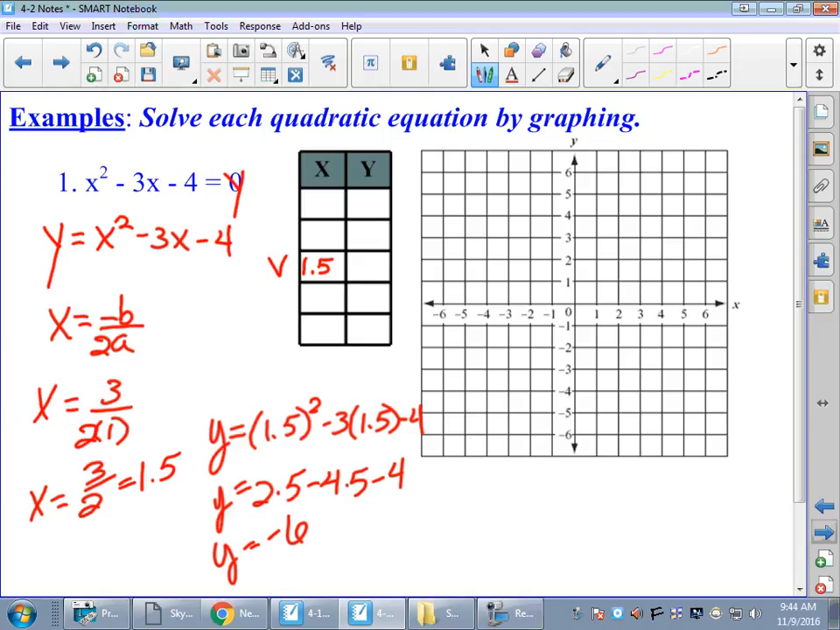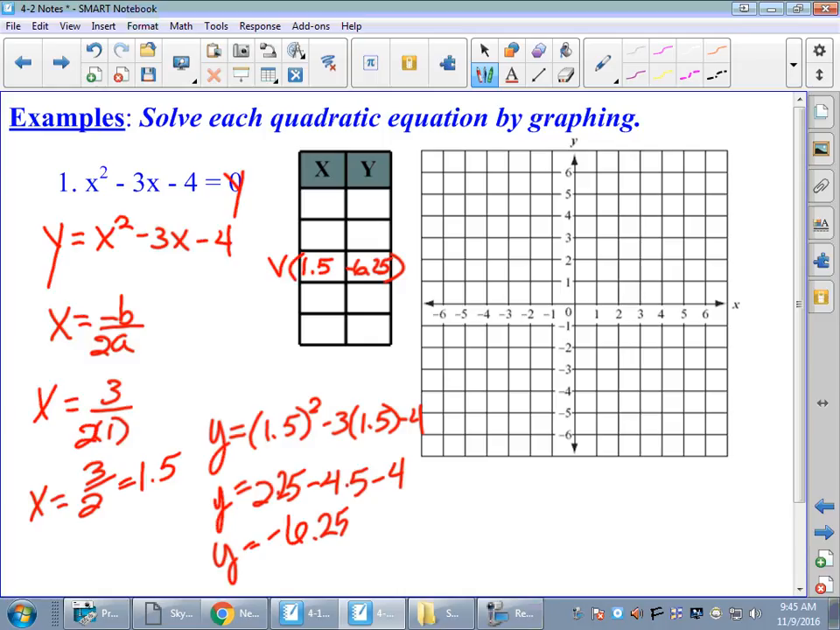And so, did I do that right? I feel like I did something wrong there. I did do something wrong there. 1.5 squared is 2.25. So when I actually do that math, 2.25, take away 4.5, minus 4, there we go, negative 6.25. Sorry about that. So this graph is going to cross at 1.5 and negative 6.25.